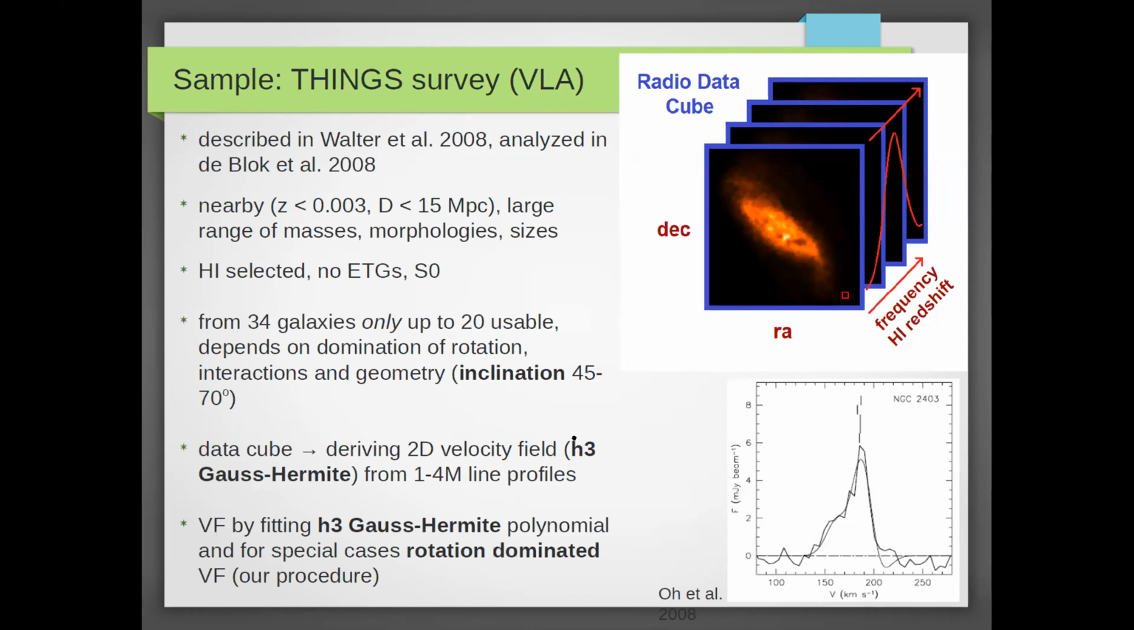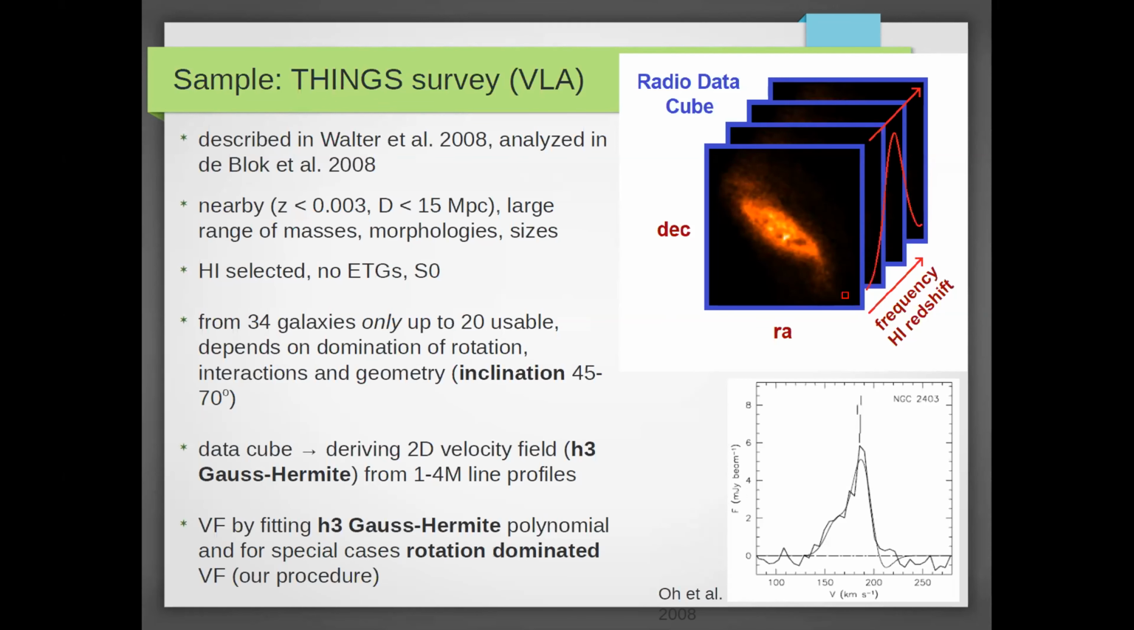So we use the publicly available THINGS survey sample done with the VLA telescope. It is mainly concerned with very nearby galaxies, closer than 15 megaparsecs, but also with distances larger than 2 megaparsecs, that I didn't put in here, and the Local Group members were excluded due to their large angular size on the sky. Despite being a very modest size sample, it had a large range of masses, morphologies, and sizes included. Obviously, it was not complete. It was HI selected, so early type galaxies, lenticulars, were excluded. 34 galaxies were in this sample, but only up to 20 were usable for this kind of analysis.